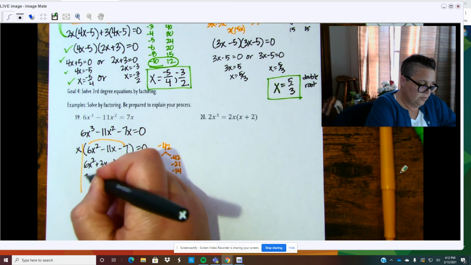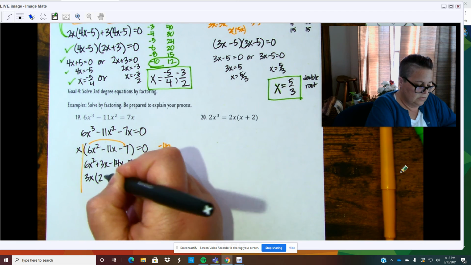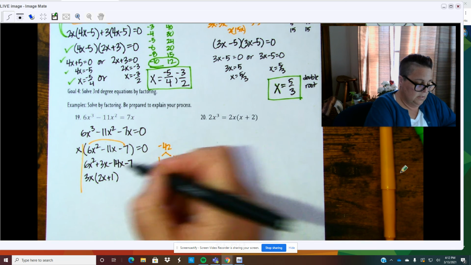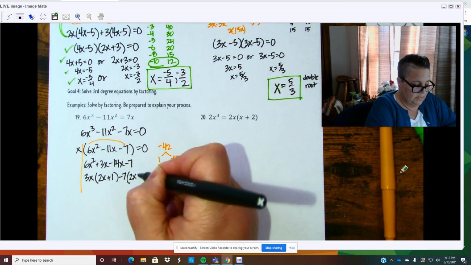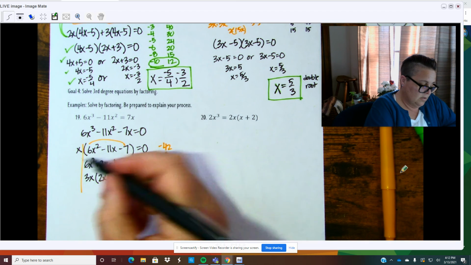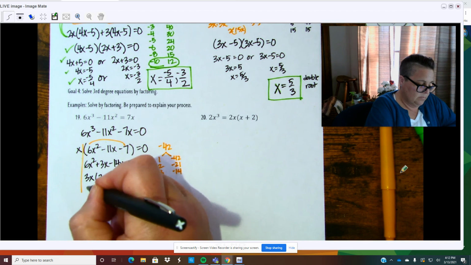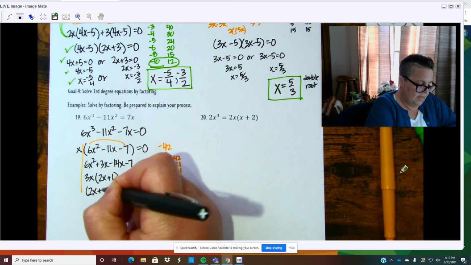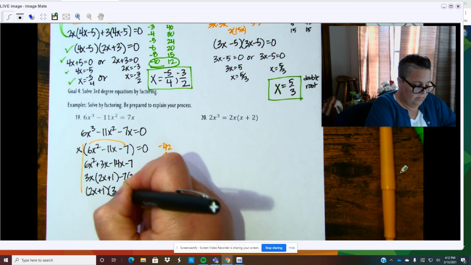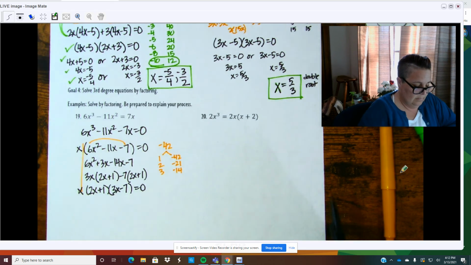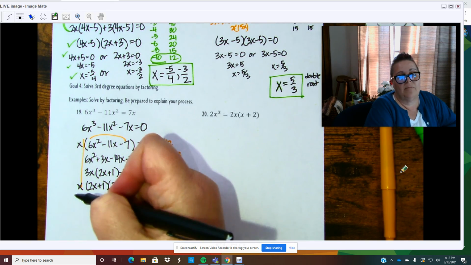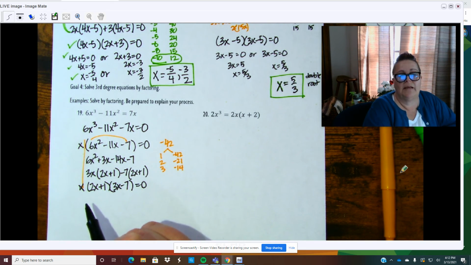Looking at the first group, I can pull out a 3x, 2x plus 1. Looking at the second group, I can pull out a minus 7, 2x plus 1. So the 2x plus 1 is in both. It can come out front to factor. And then we have 3x minus 7. Okay, bringing down my x from the greatest common factor.